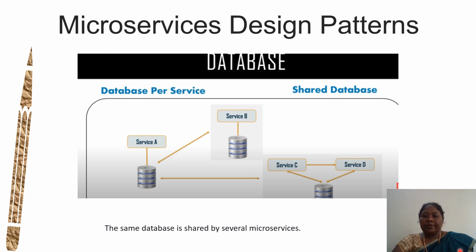The next type of microservice design pattern is designing the database. The database is also very, very important. For every service there will be a database which will be updated, so such kind of architecture you can follow, or otherwise you can go for a shared database. So the same database will be shared by several microservices.